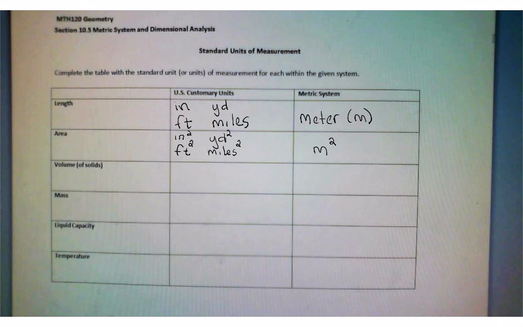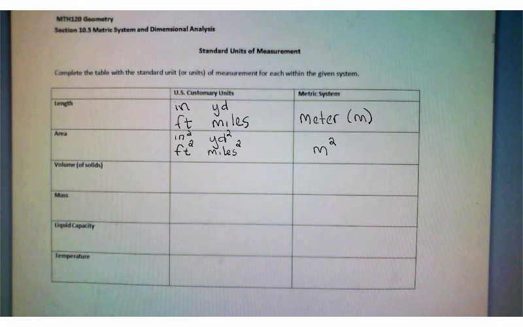Volume of solids. When we talk about volume, sometimes that is confused with liquid capacity, so we're not talking about the amount of liquid that can fill a space. Here we're talking about solid objects. So if you're sitting in a room, look at that room now. We just finished talking about how it has a length and a width. If we add the third dimension of height, we've created a solid. We're talking about filling this space. That's the volume of solids.